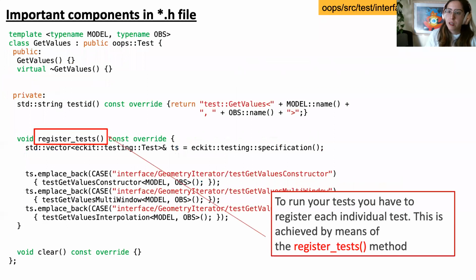Okay, another important component in the header file is register tests. You need to use that in order to register each of the tests that you have in your header file with ECKit. Again, if you go to any of the examples in oops interface, you can see this register test and follow that in order to add your tests and register them correctly.